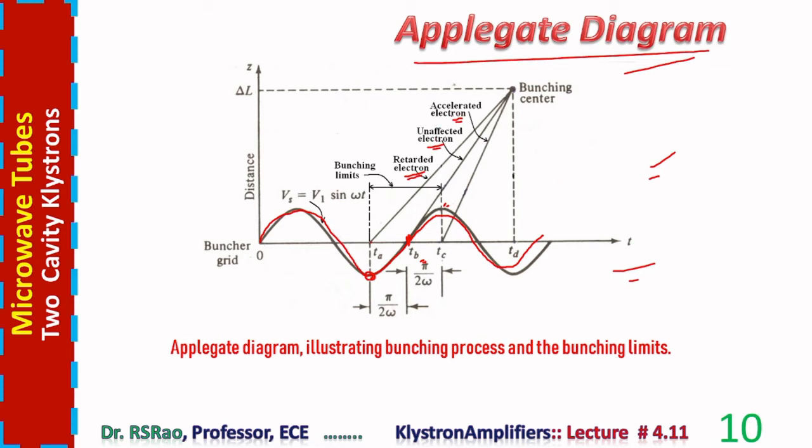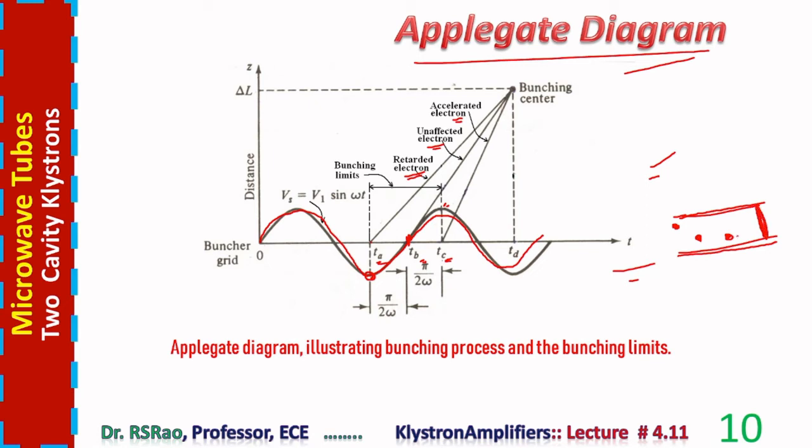By the time the accelerated electron entered the drift space, the retarded electron might have traveled a certain distance. Let us say this is the retarded electron, whereas this is the accelerated electron. The unaffected electron may be somewhere in between these two. Now the point is, after traveling a certain distance, a certain amount of time, all these three electrons come over a line. Not only these three electrons, all the electrons that cross in between TA and TC, they all come to be over a line, over a plane.